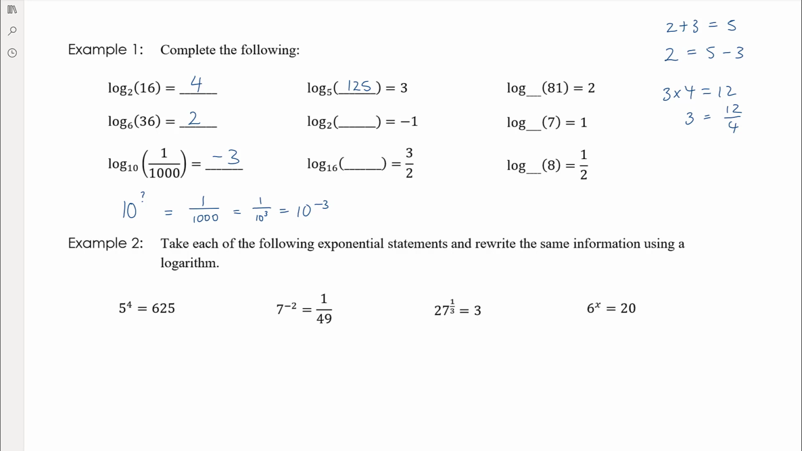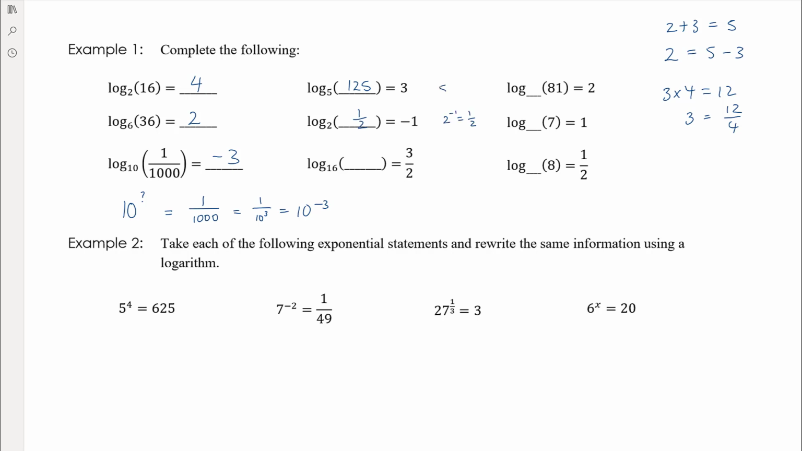Okay, in the second one, log base 2 of something equals negative 1. If we're counting in a times 2 kind of way, how many steps does it take to get to negative 1? So we're thinking 2 to the power of negative 1 equals something. So it's going to be 1/2. Again, this is using the fact that 2 to the power of negative 1 is 1/2.